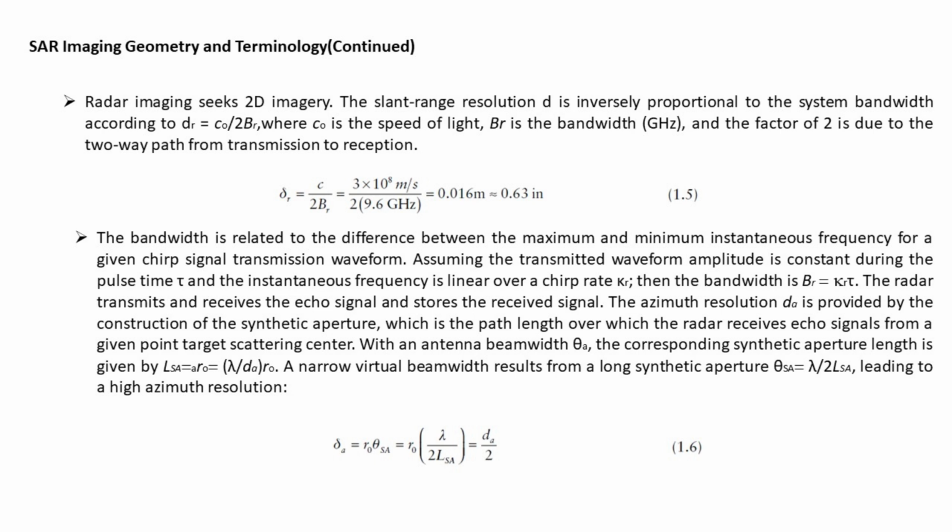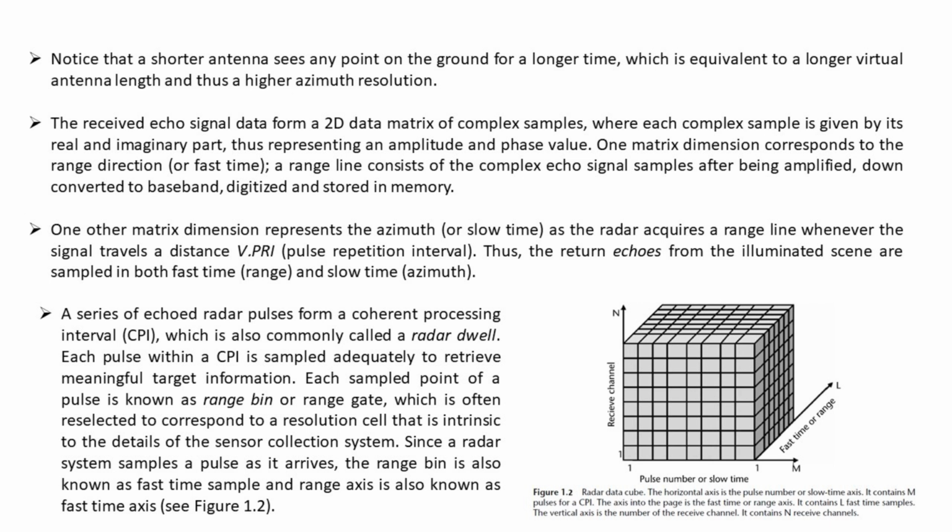The radar transmits and receives the echo signal and stores the received signal. The azimuth resolution dA is provided by the construction of the synthetic aperture, which is the path length over which the radar receives echo signals from a given point target scattering center. With an antenna beamwidth theta A, the corresponding synthetic aperture length is given by LSA equal to theta A R0, equal to lambda over D times R0. A narrow virtual beamwidth results from a long synthetic aperture, theta SA equal to lambda over 2 LSA, leading to a high azimuth resolution, as shown in equation 1.6. Notice that a shorter antenna sees any point on the ground for a longer time, which is equivalent to a longer virtual antenna length and thus a higher azimuth resolution.